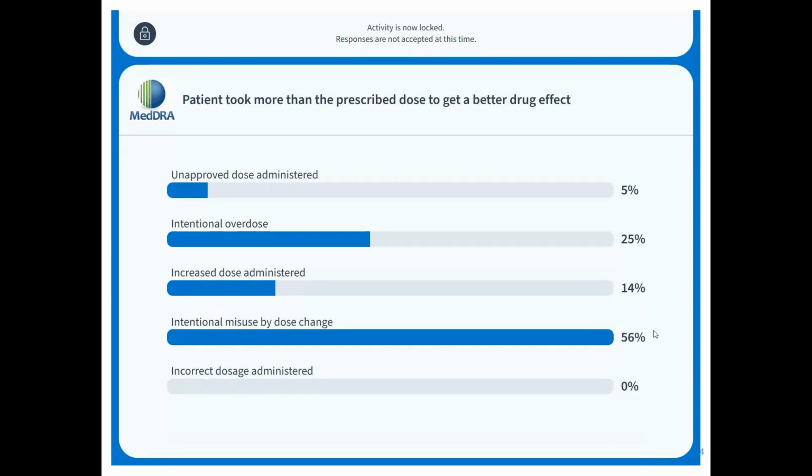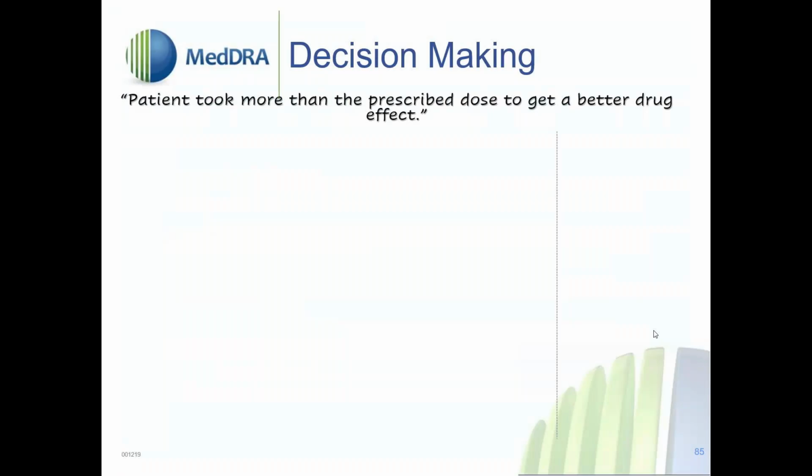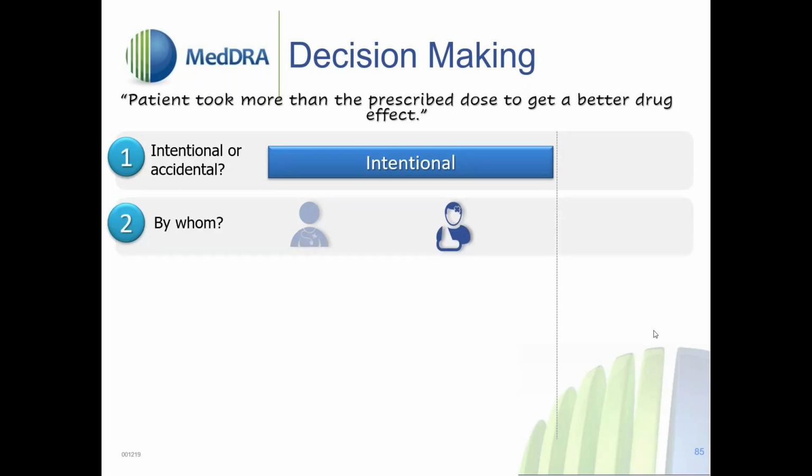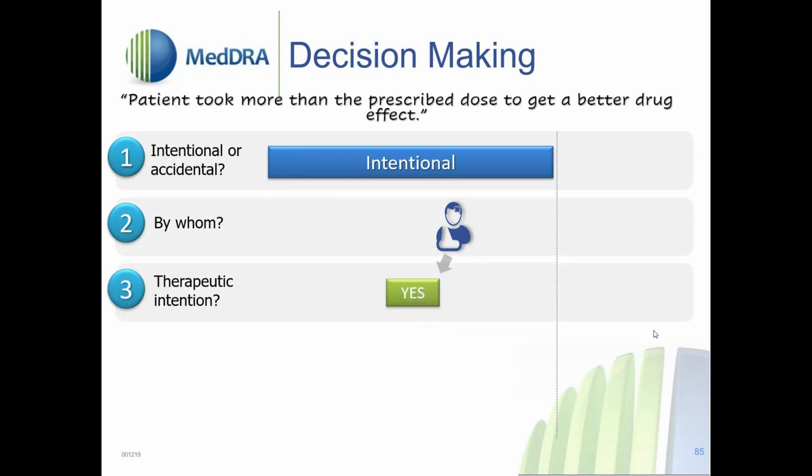So thank you for joining and use our decision chart again. Here we have a different scenario. We know that it was intentional. We know that it was caused by the patient. And we know that it was for a therapeutic purpose. He wanted to have a better drug effect, meaning that this verbatim describes an intentional drug misuse.